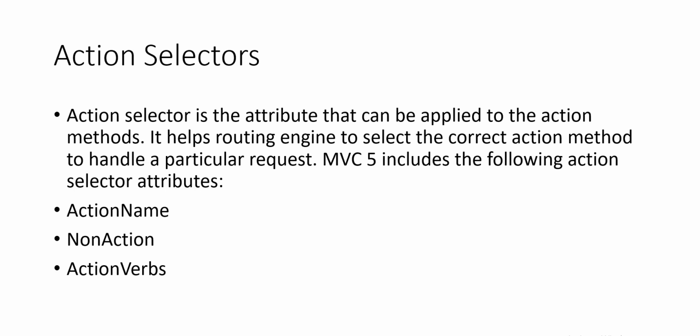It helps the routing engine to select the correct action method to handle a particular request. So whenever you do it, MVC's routing engine will read it and will route your request to the appropriate action method against that particular request which you have made from your browser. MVC 5 includes the following three action selector attributes. The first one is ActionName, the second one is NonAction, and the third one is ActionVerbs. So let's discuss all these three one by one.